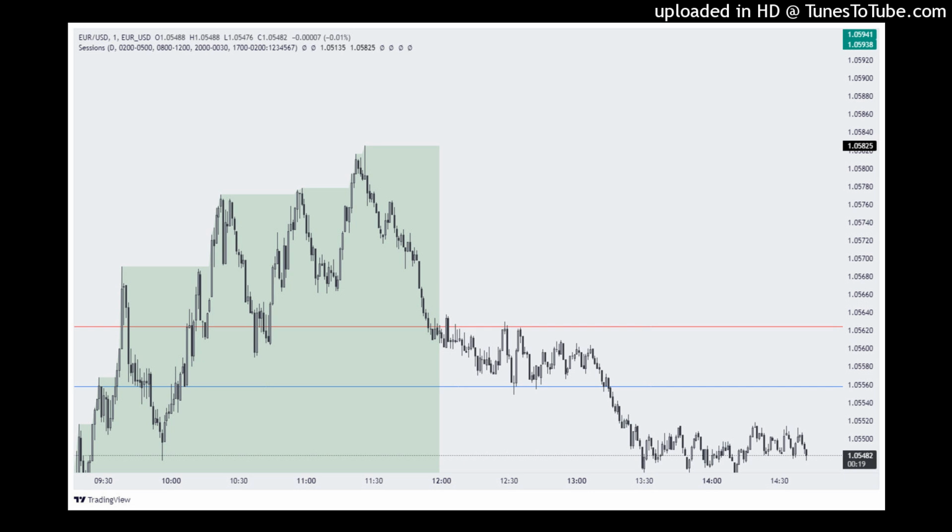Because we're sweeping that high, which is a premium array, and we have this right there. This is a picture perfect ST again right there. That is a picture perfect high probability ST. That is the overlapping fair value gaps.